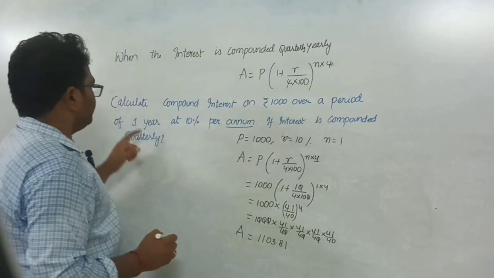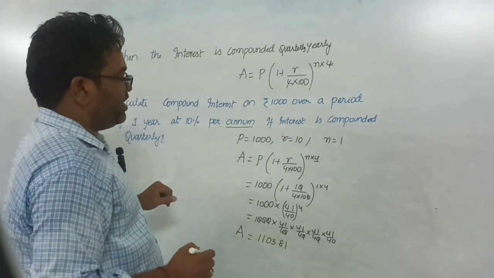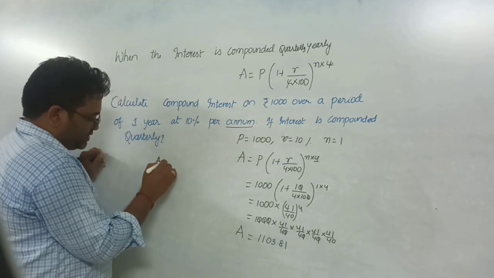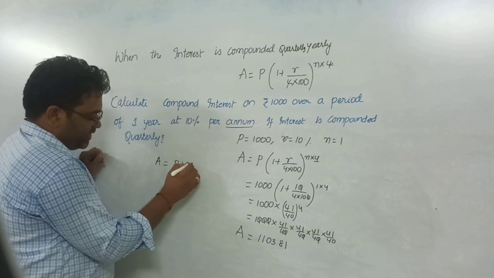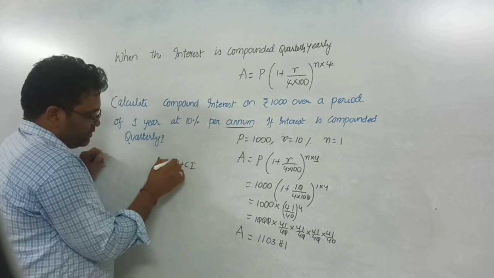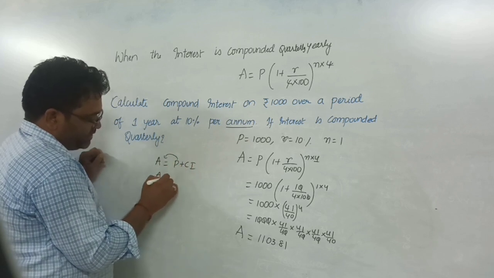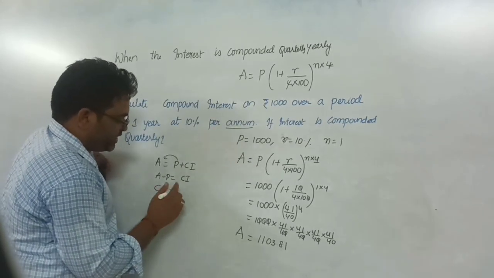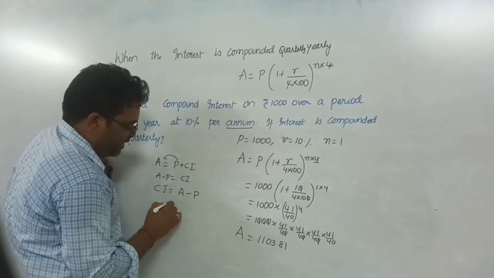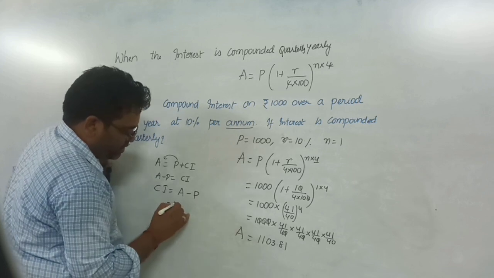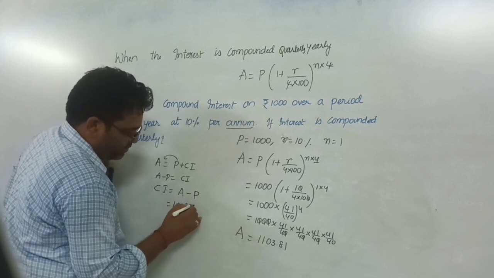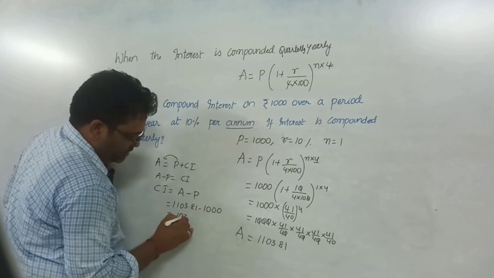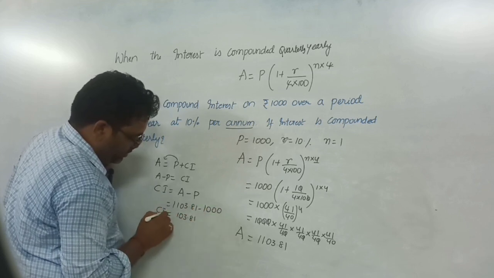What they have asked is to calculate the compound interest. So here A is equal to P plus CI. That means if you take P to the left-hand side, A minus P is equal to CI. CI is equal to A minus P. The amount we got is 1103.81 minus 1000, that is 103.81, the compound interest.